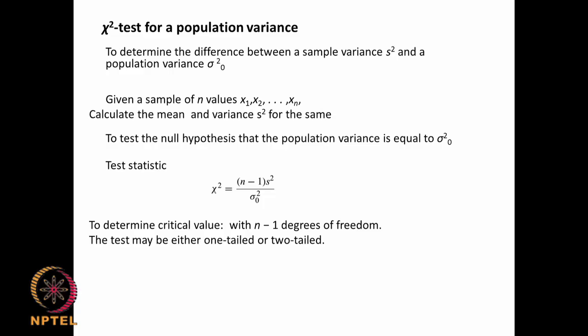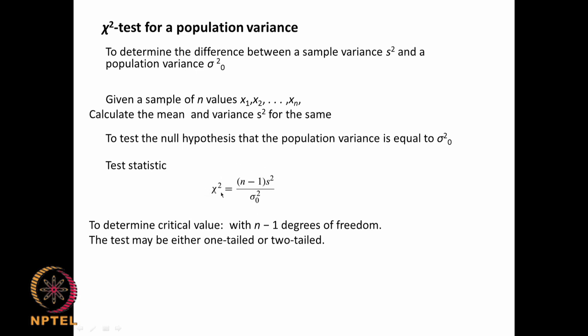So, we can use this for looking at sample versus population. Suppose we have a sample variance of S square and a population variance of sigma square. We can use this to test the null hypothesis that the population variance is equal to sigma square. That means we want to say whether the sample comes from the same population. When we have a set of samples x1 to xn, we calculate a mean and a variance, which we call S square, and the population variance is sigma square.